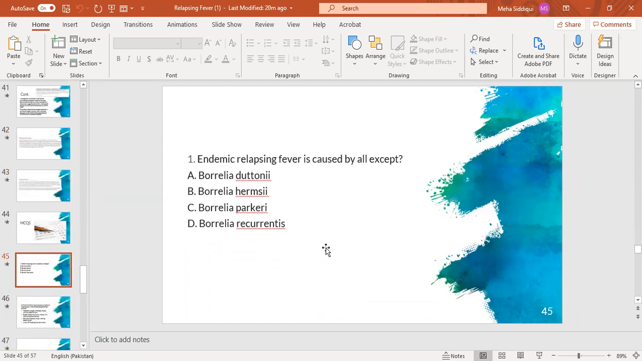Now coming to MCQs. Endemic relapsing fever is caused by all except: Borrelia duttonii, Borrelia hermsii, Borrelia parkeri, and Borrelia recurrentis. Anyone from the class? The correct option is Borrelia recurrentis. It is responsible for louse-borne relapsing fever. Others are responsible for tick-borne relapsing fever.